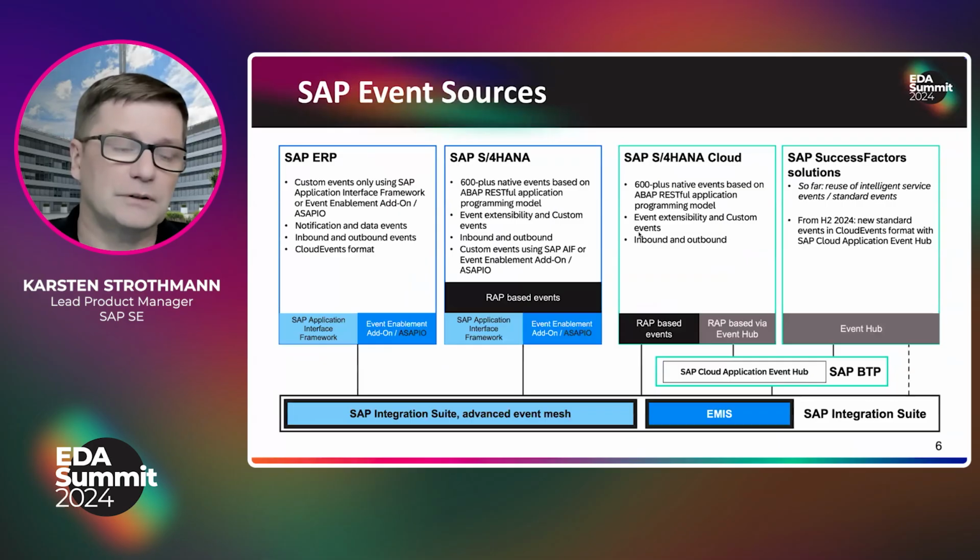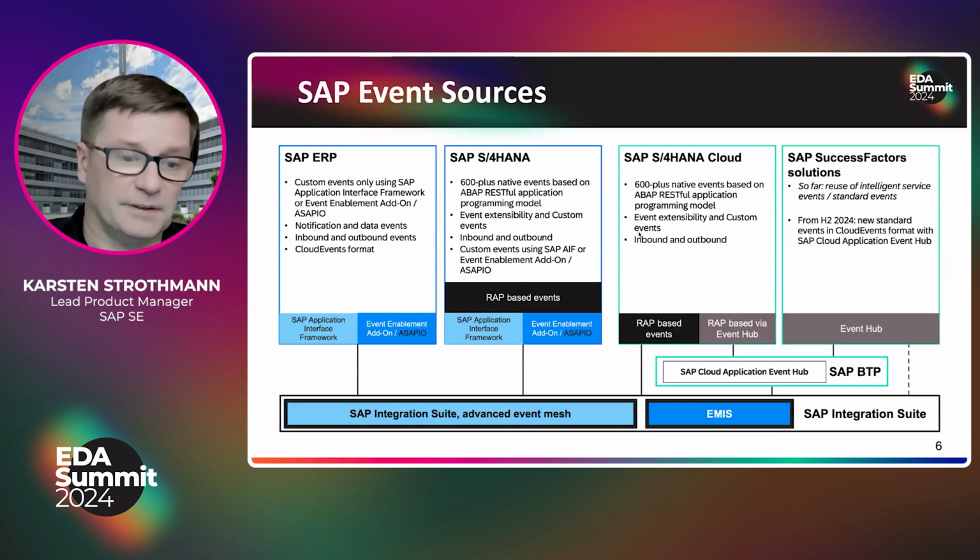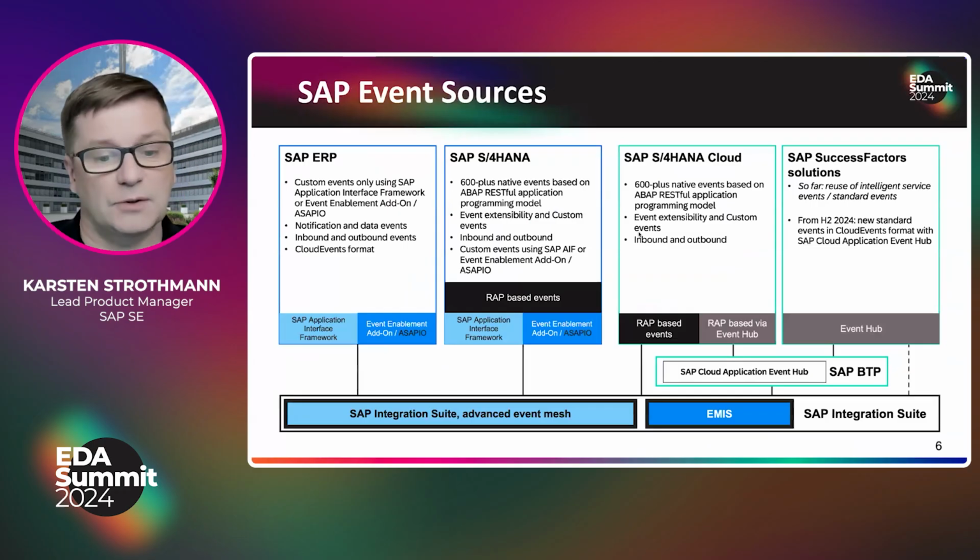This is basically an overview of the main SAP event sources. Let's start on the left-hand side with an older backend with SAP ECC there. And there, using two technologies, you can create custom events. So you can either use the SAP Application Interface Framework that is included with Advanced Event Mesh, or you can use the add-on provided by Asapio, our partner Asapio, to create custom events as well. And from ECC, as said, older backend, you can pass these events on into Advanced Event Mesh.